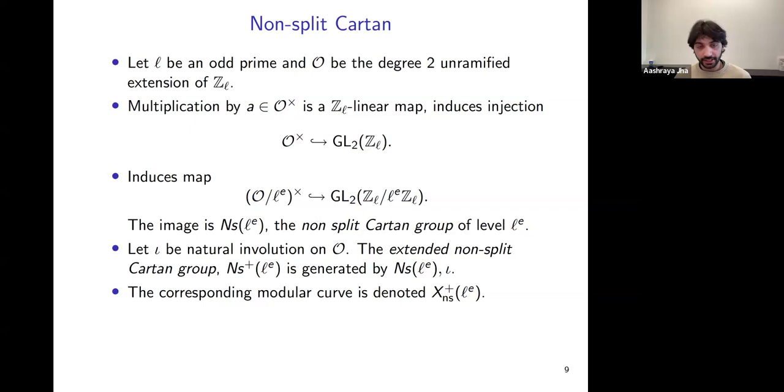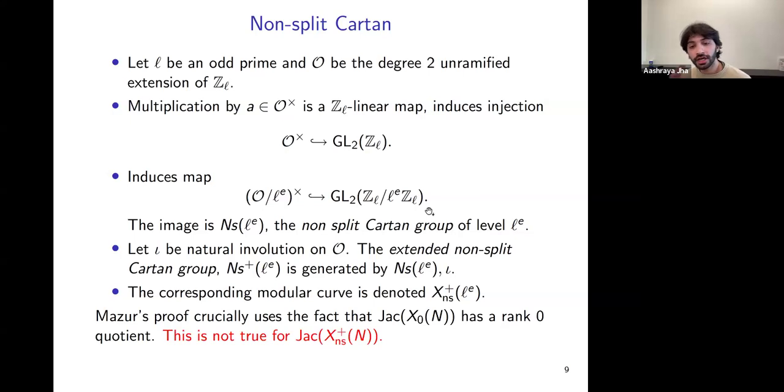The idea here is that we can have a lot of generators, but they'll all be conjugate. All these subgroups will be conjugate to each other. There's also a natural involution on O, and I'll call this involution iota. Then the extended non-split Cartan subgroup, which I'm denoting NS plus, is generated by the non-split Cartan and iota. The curve which will be important for us will be X non-split Cartan of ℓ^e, for some prime ℓ and e some positive integer.